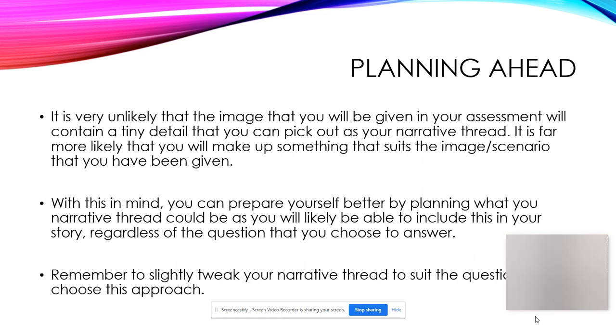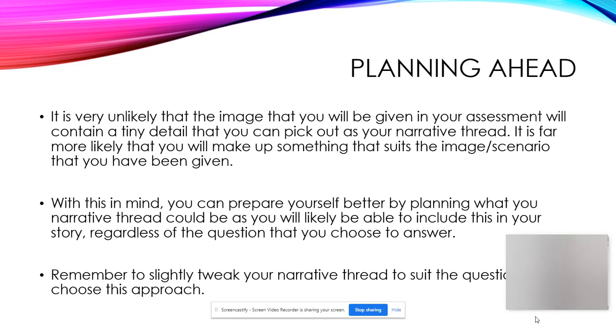So it is very, very unlikely, as I've previously said, that you're going to get an image that is as detailed as the one I've given you to have a look at today. And you might not have an image where you can pick out a tiny detail or anything like that as your narrative thread. So it's more than likely that you are going to have to make up your own narrative thread and imagine that there's this small item in the scene, or there's a character in the scene who's hiding this small item somewhere. However, you can use that completely to your advantage.